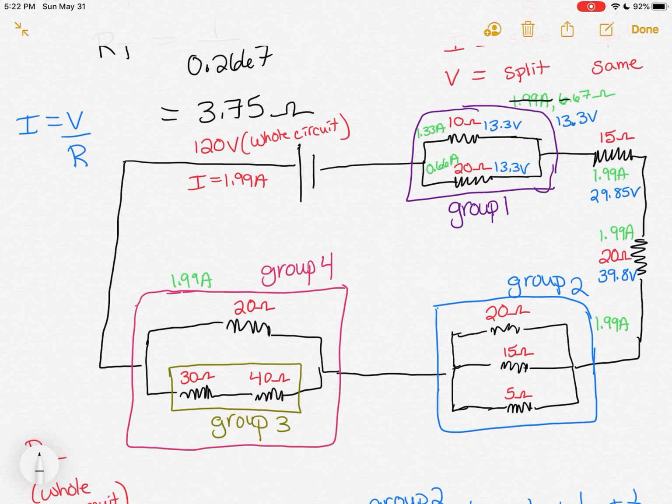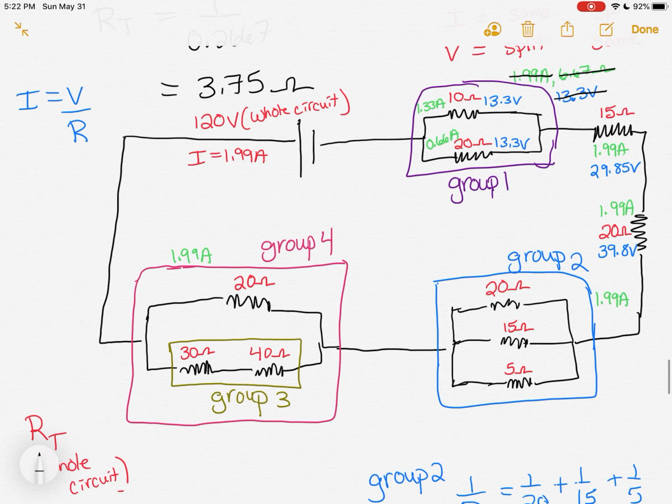All right, so I'm just going to cross out the things that we've used already. Okay, just so that we know that those are not attributed to a specific resistor, but those were attributed to the group. Okay, and we used those to help us find each individual resistor.